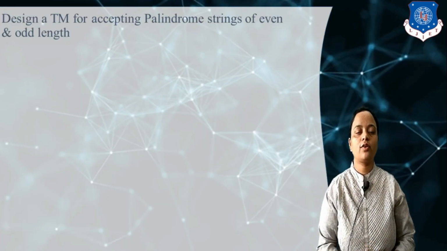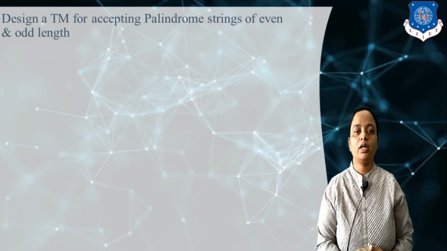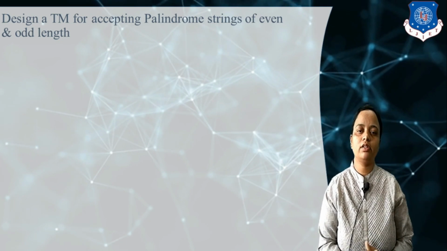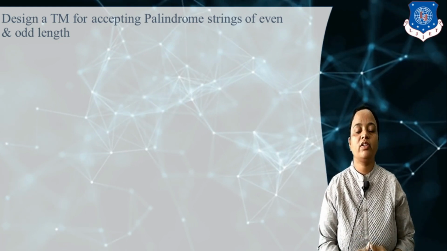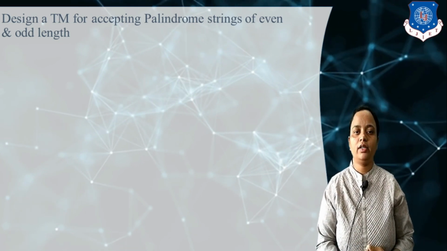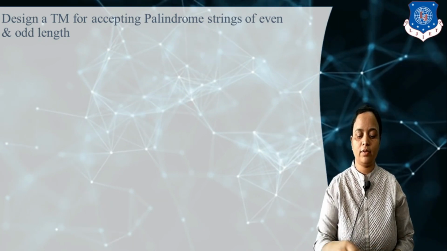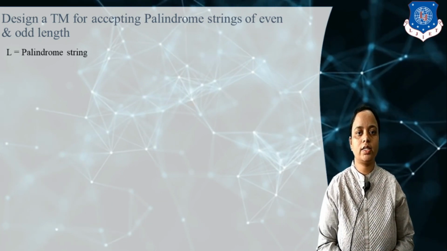In this lecture we are going to design a state transition diagram of a Turing machine for palindrome strings having even and odd length. So first of all, we need to understand what a palindrome string is. As we know, a palindrome string is one where, if we read the string from left to right and right to left, both are the same.